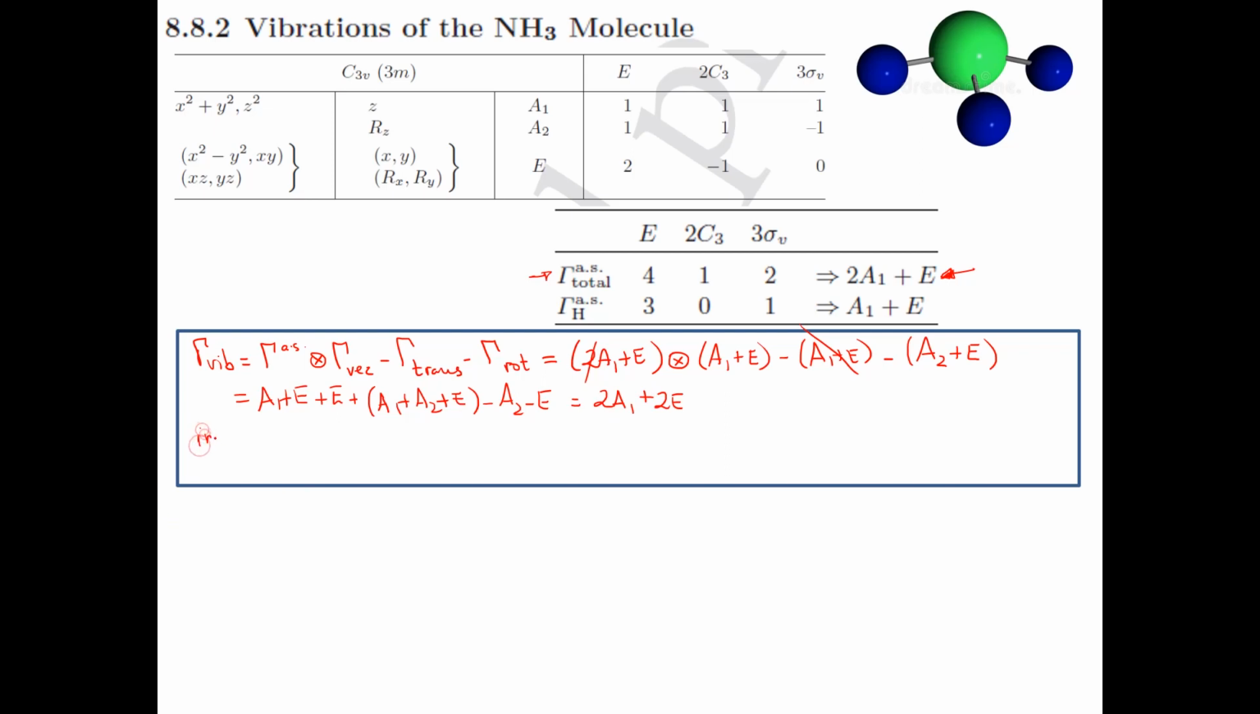Infrared, you see right here that for Z polarization, the A1 mode should be active, and for XY polarization, the E modes should be active. So all modes are active for infrared absorption. So the A1 modes for Z polarization, and the E modes for XY polarization.